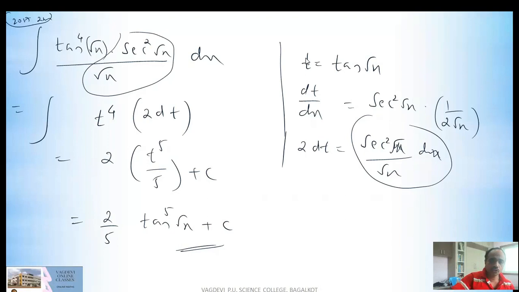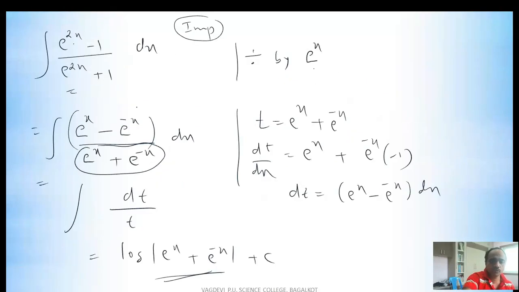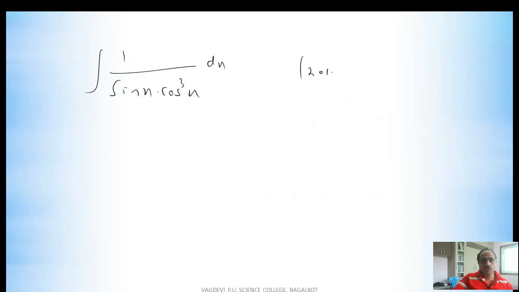So just take this question for your practice. In the next class, in the next video, you'll do more and more problems on substitution and other techniques. Other techniques means partial fractions, parts. They'll be asked for 3 marks. So take this question for your practice: integration of 1 divided by sin x into cos cube x. This is for 2 marks from 2016.